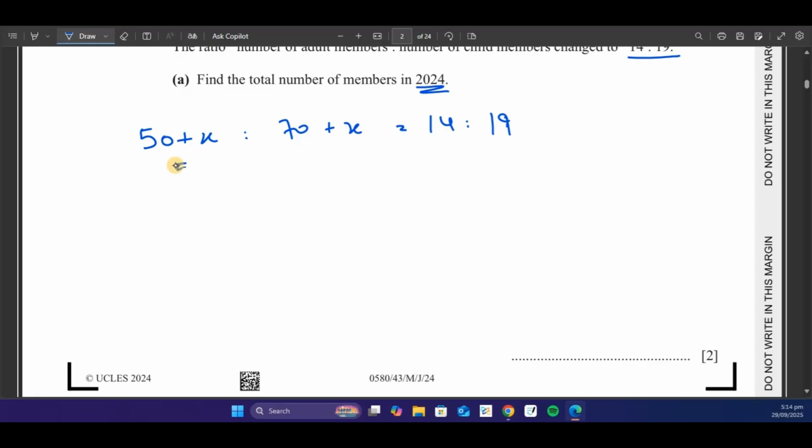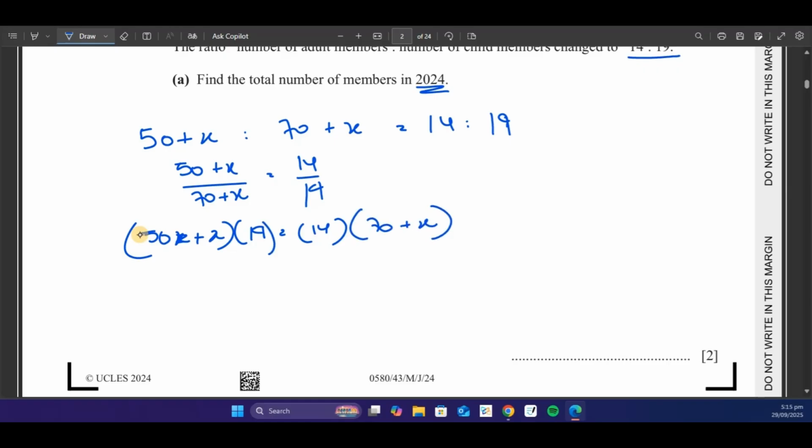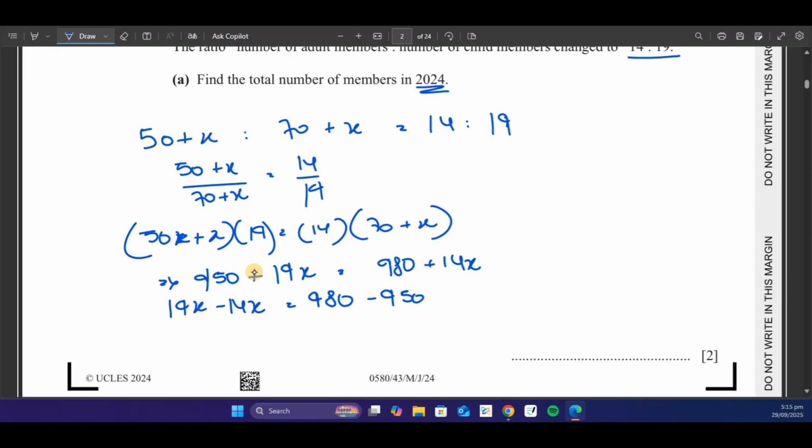So we could say 50 plus X over 70 plus X is equal to 14 over 19. Does that make sense? Now we could cross multiply. So 50 plus X into 19 is equal to 14 into 70 plus X. That should give us 950 plus 19x, if I'm not wrong, and 980 plus 14x. Then we bring the like terms together. 19x minus 14x is equal to 980 minus 950, and that would give us 5x is equal to 30, and that should give us a final answer of 6. Is this correct? Yup, this is correct.